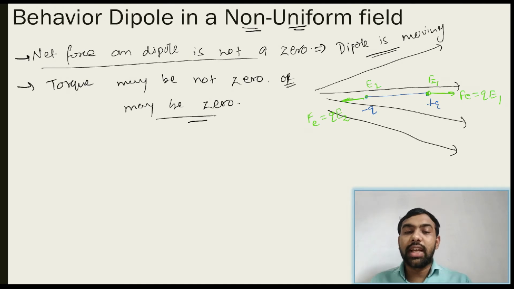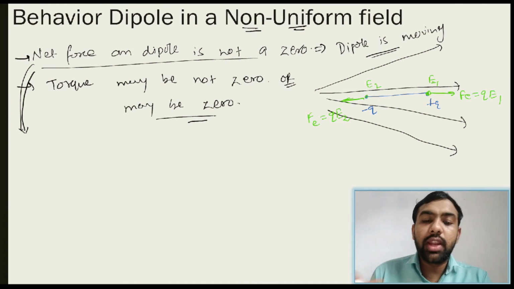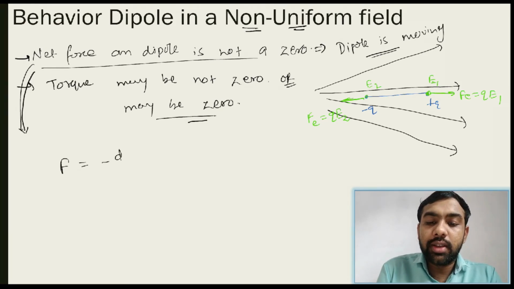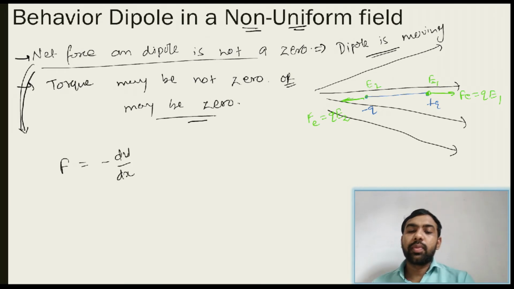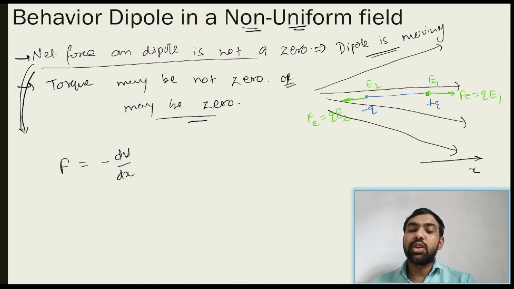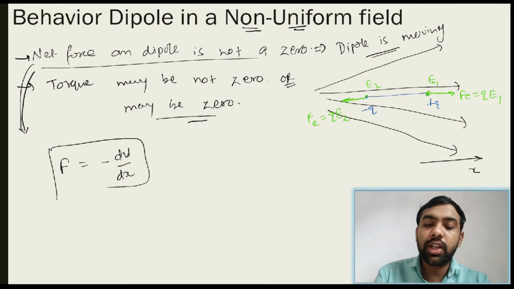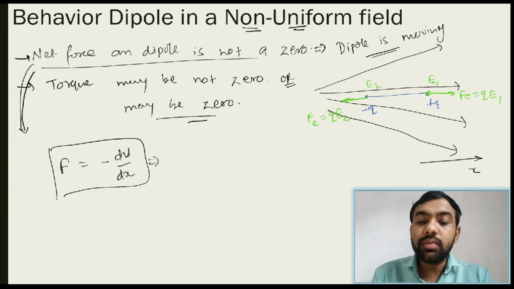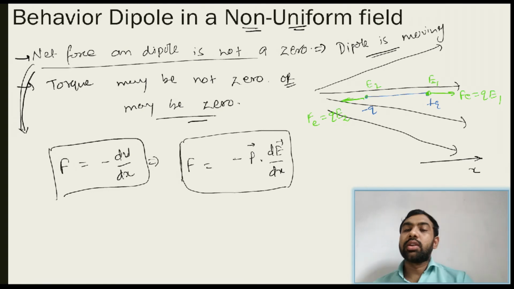So how do we get the answer for force? If you have to find the force, how do you find it? Force is equal to minus dU by dx. Suppose its direction is along x. Then force is equal to minus dU by dx. That's a very well known equation from potential energy, work power energy. So minus dU. So force is equal to minus p d by dx, p dot d by dx actually.